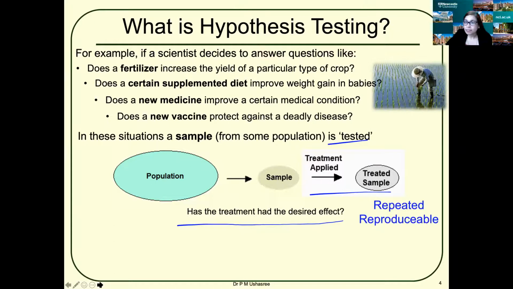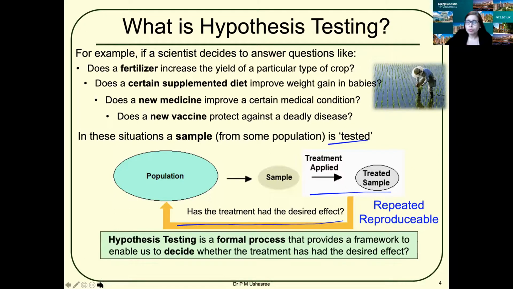In real life, the experiment is repeated, and if the experiment is reproducible, the treatment is applied to the whole population. So, what is hypothesis testing? It is a formal process that provides a framework to help us make a decision whether the treatment has had the desired effect.